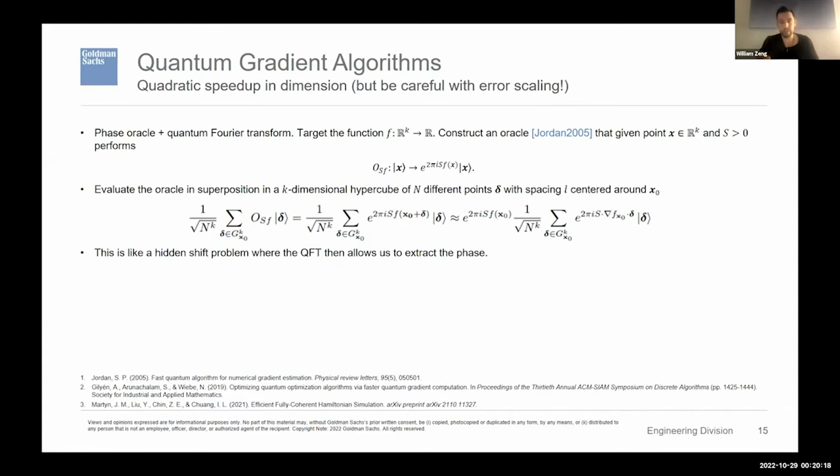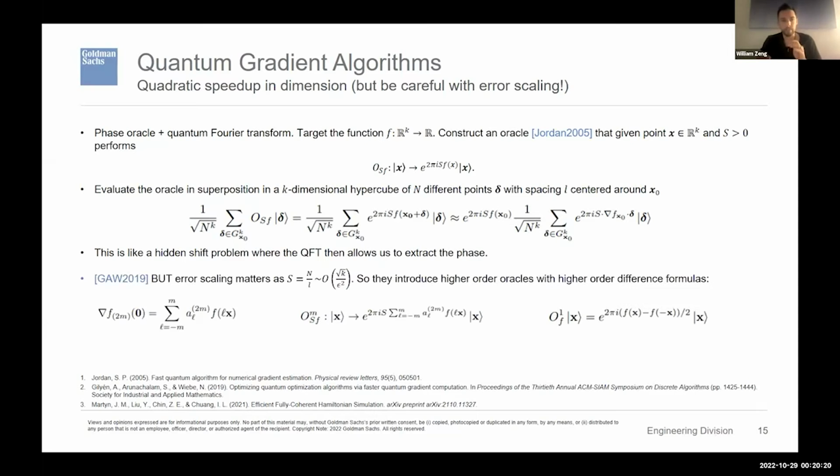So this looks like it will work, but the error scaling matters a lot. So if you follow through this in detail, then you do get a square root of k scaling, but you find that your value s here needs to go like n over L, which ends up meaning that you have an algorithm that scales as square root of k, not over epsilon, but square root of k over epsilon squared.